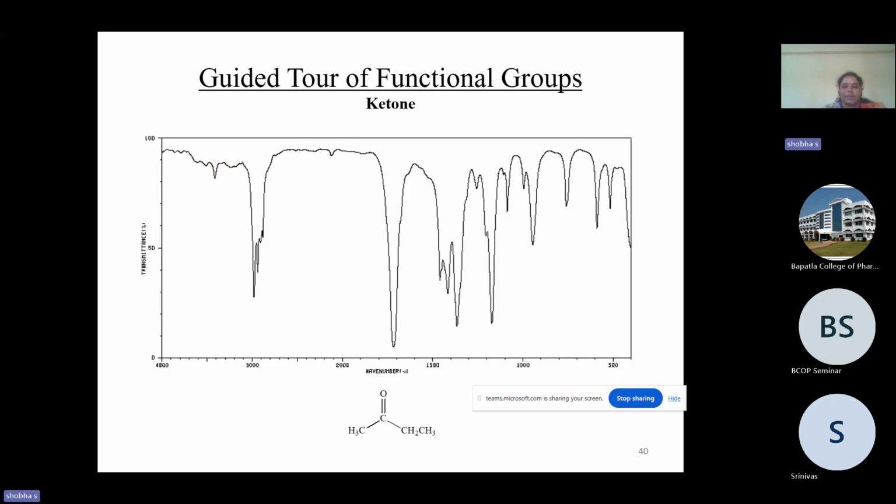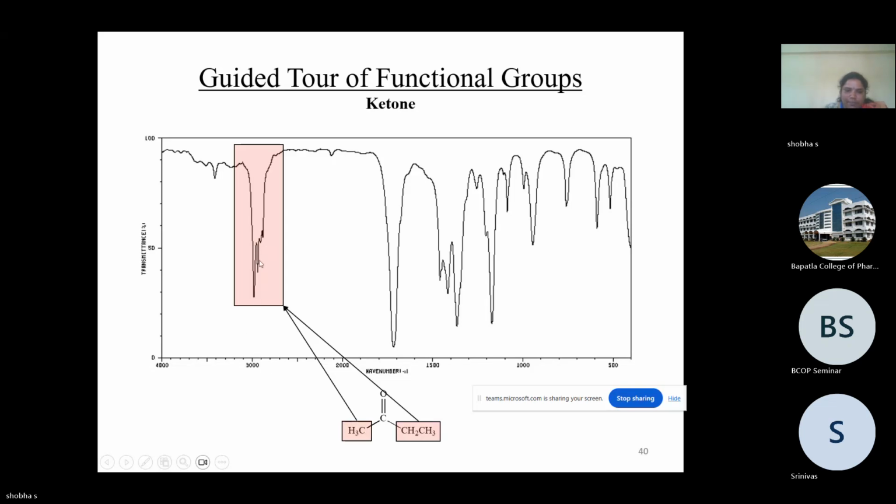Another example with respect to carbonyl compounds. See here, the aliphatic stretch is exactly where we are going to place the scale at 3000. Whatever stretchings appear in this region are aliphatic stretching, and we know that a sharp, intense peak will appear for the carbonyl group, that is C double bond O, in the region of 1700. It may vary depending on the number of substituents attached to the C double bond group. Very strong peak we are going to see.